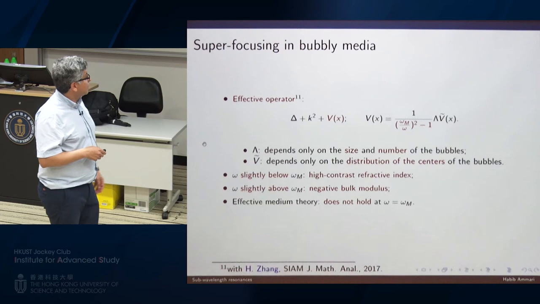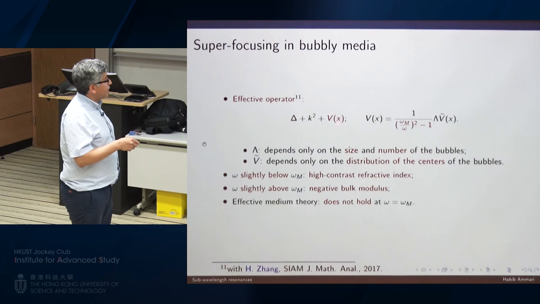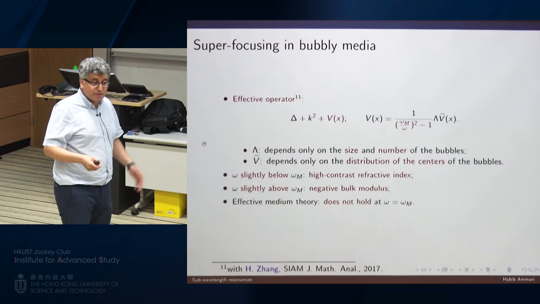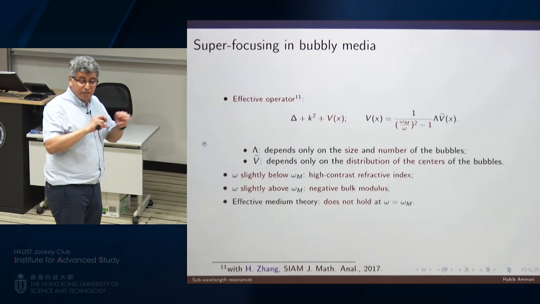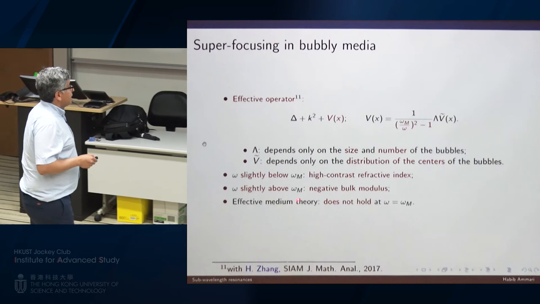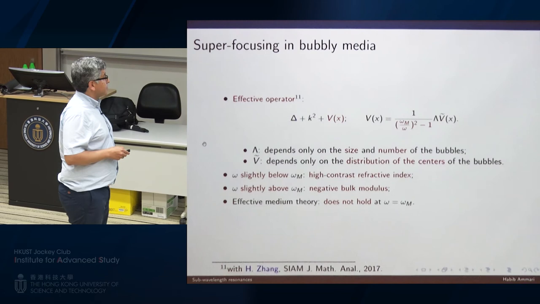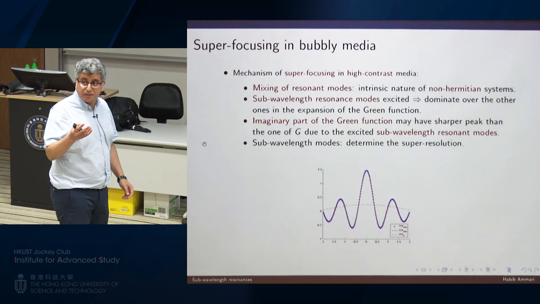Slightly below the resonant frequency, you see that this V is very high. So this is a high contrast refractive index. Slightly above, this is very high, but negative. So there is a damping of the wave. Out of this, we will construct photonic crystals, and we will show you this bandgap, subwavelength bandgap. Okay. So this effective medium theory does not hold exactly at this frequency, because every bubble response is of order one. So you move one, you change the limit. It cannot converge to anything.